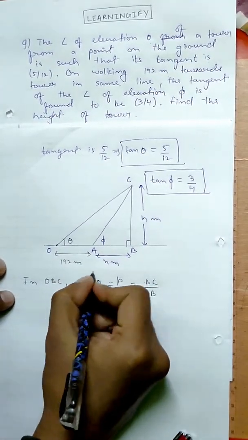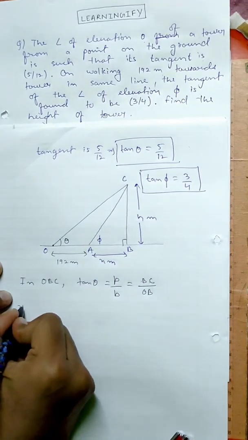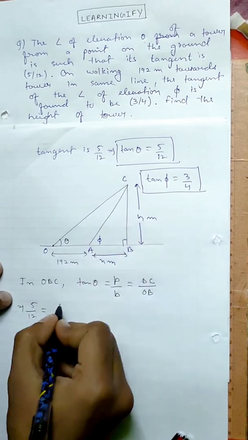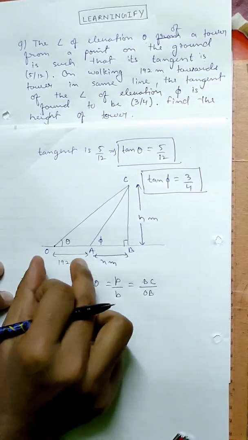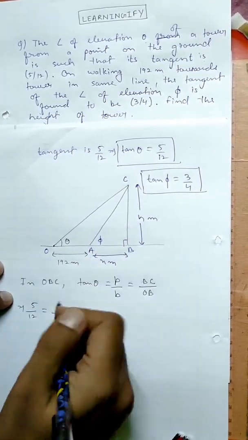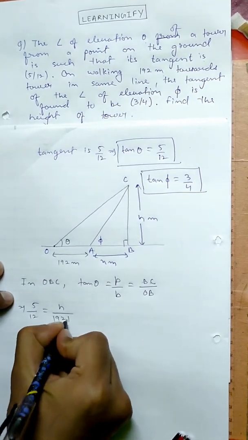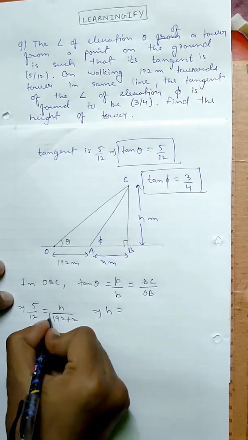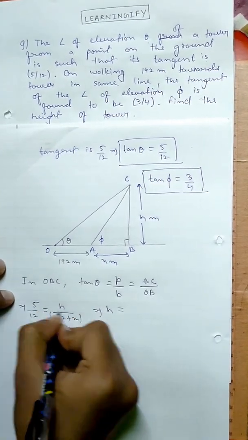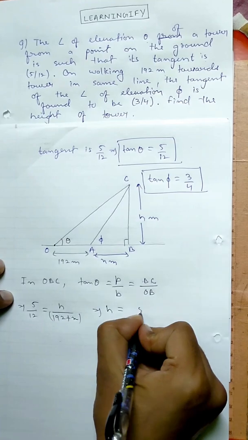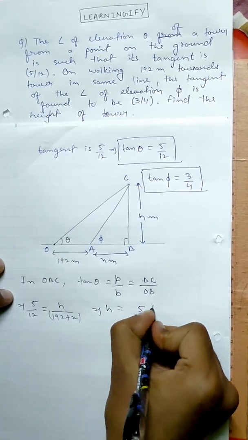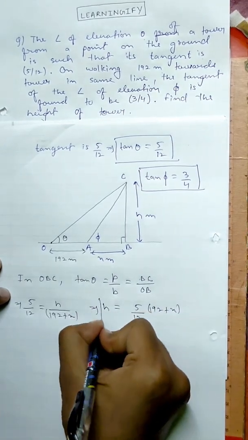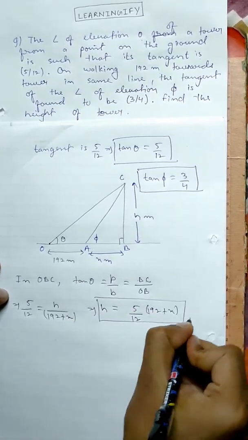We have got the value of tan theta, 5 by 12. Therefore 5 by 12 equals BC, which is our height that we have to find, over OB, which equals 192 plus x. So from here we get h equals 5 by 12 into 192 plus x. Here is the first equation.